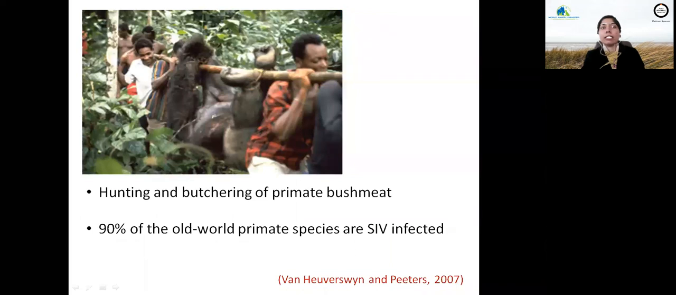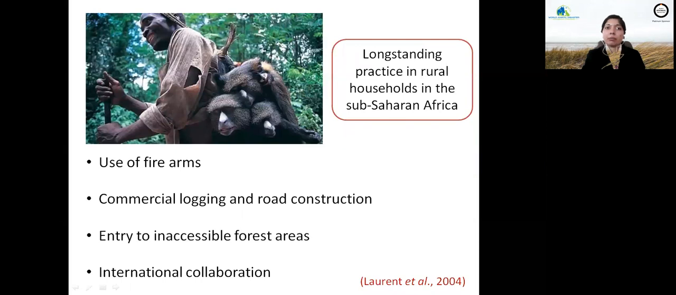However, the exact conditions and pathways for this cross-host exposure are not very clear, but human exposure to the blood and other secretions of infected animals during hunting and butchering for bushmeat can be a potential source of this infection. Studies have also shown that 90% of old world primate species are SIV infected. But this is not a new practice; bushmeat hunting is a long-standing practice in rural households in sub-Saharan Africa. But gradually, with the use of firearms, there was an increase in the hunting.